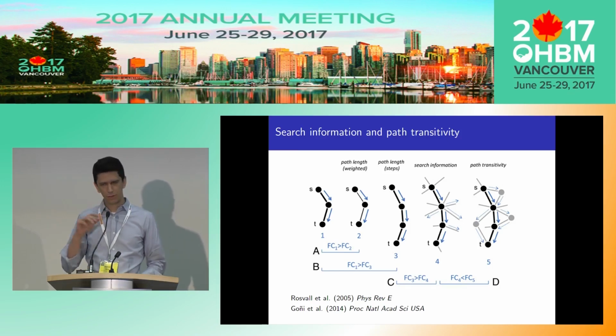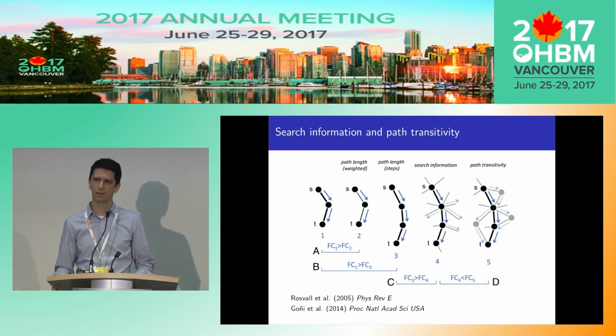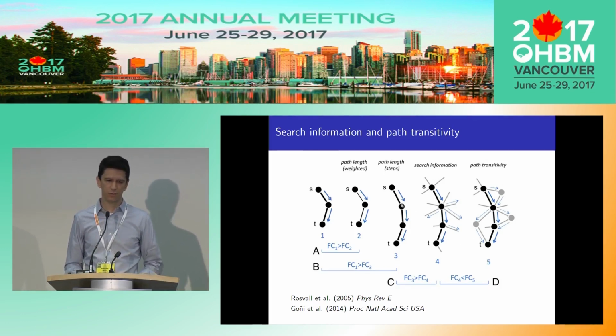So before I show you how we can compute measures that are analogous to what we can do with shortest paths, I just want to talk a little bit about how easy it is for a diffusion process to actually take advantage of the shortest path infrastructure. So this is the question of search information and path transitivity. What you can see here are two paths, both with length 3. They go from a source node to a target node.